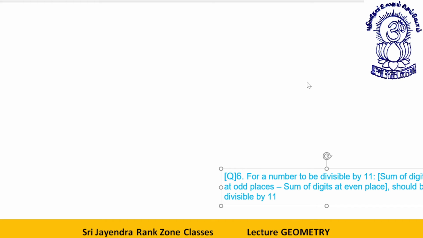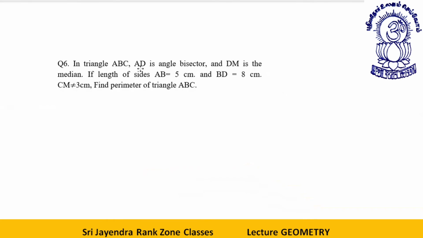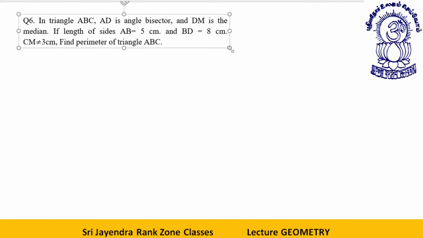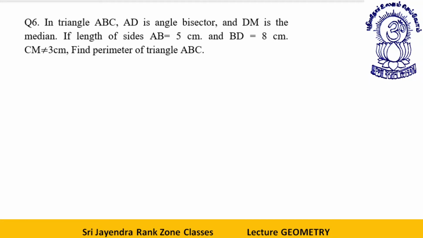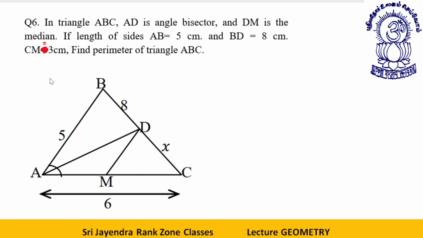The next question we have is, in a triangle ABC, AD is the angle bisector and DM is the median. We have CM is equal to 3. Find the perimeter of triangle ABC.